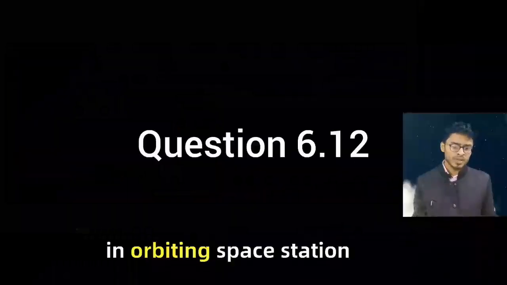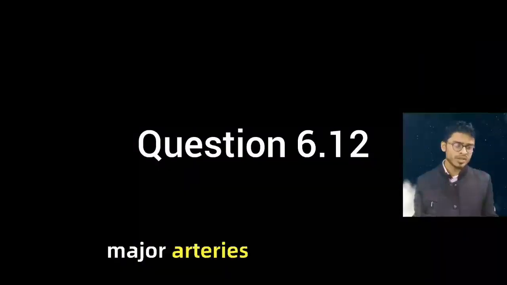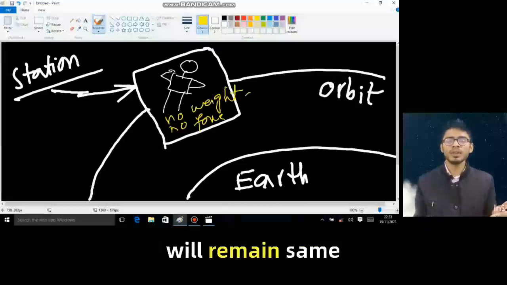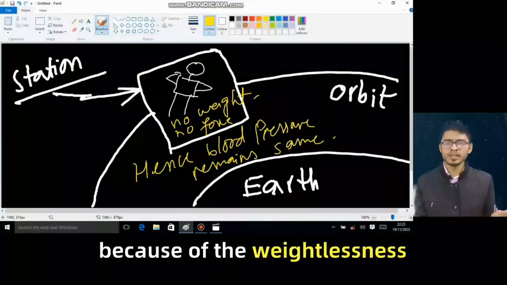In an orbiting space station, would the blood pressure in the major arteries in the leg ever be greater than the blood pressure in the major arteries in the neck? No, the blood pressure will remain the same because of weightlessness.